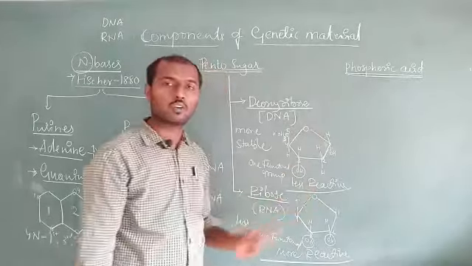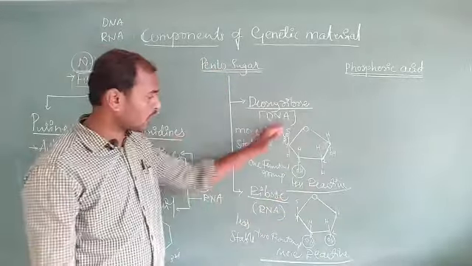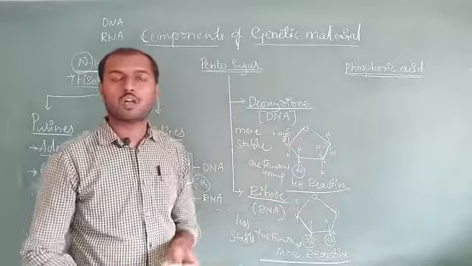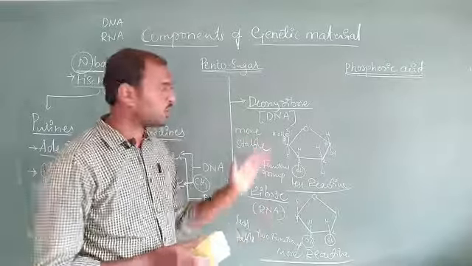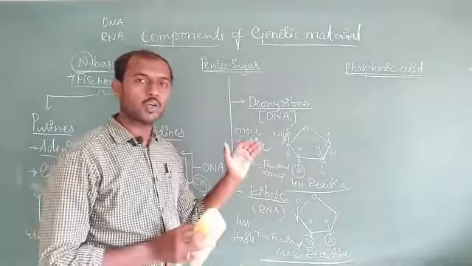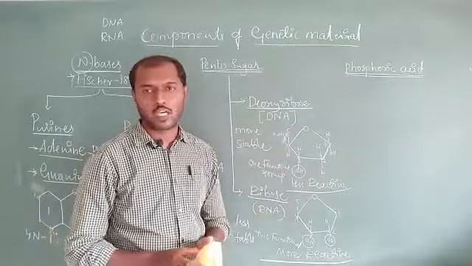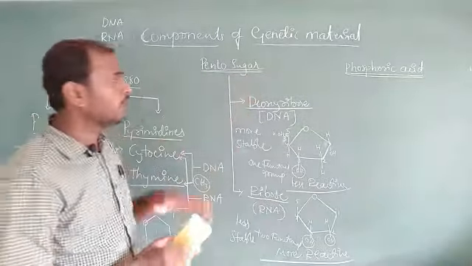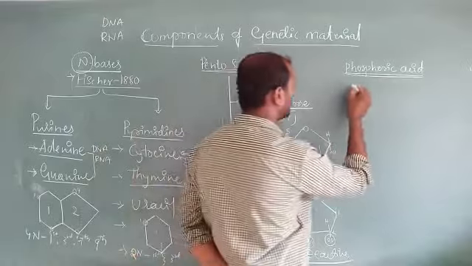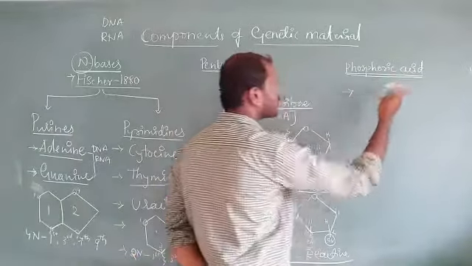Okay, so you can see that is what we call the variation in the sugar molecule, which makes one component stable and the other unstable. Okay, so this is regarding the pentose sugar. Next one, the last very important component, is phosphoric acid.